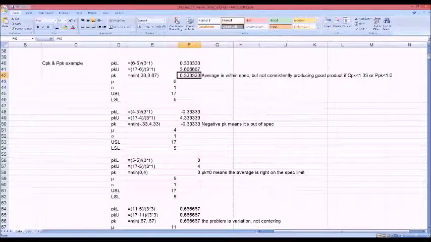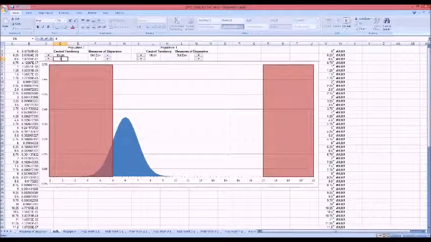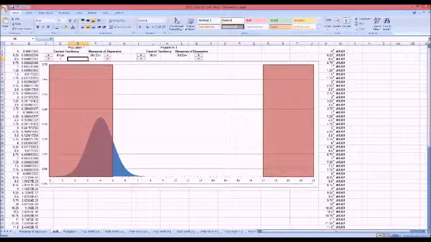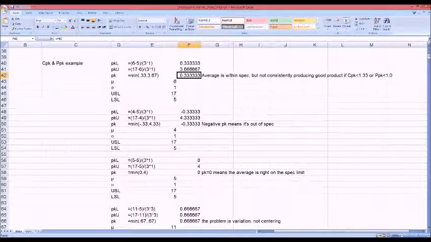What if our mean was 4 and 1? So let's dump that in. 4 and 1. Now you can see my mean is actually out of spec. And actually we're producing more bad product than good, according to our curve. So let's see how the numbers translate. Okay, so you take your 4, which is your average, subtract your lower spec limit, which is 5. So 4 minus 5 is a negative 1 divided by 3. That's why you got a negative 0.3333. And your PPK upper, 17 minus 4 divided by 3, is 4.33.